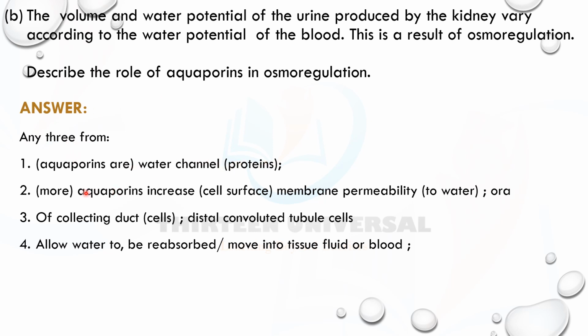Look at it here. The aquaporins are water channels. This is very important. Aquaporins increase cell surface permeability to water because they are water channels. They allow water to pass. So water can pass through them, and they're found in the collecting duct or distal convoluted tubule. So they allow water to be reabsorbed or move into tissue fluid or blood.